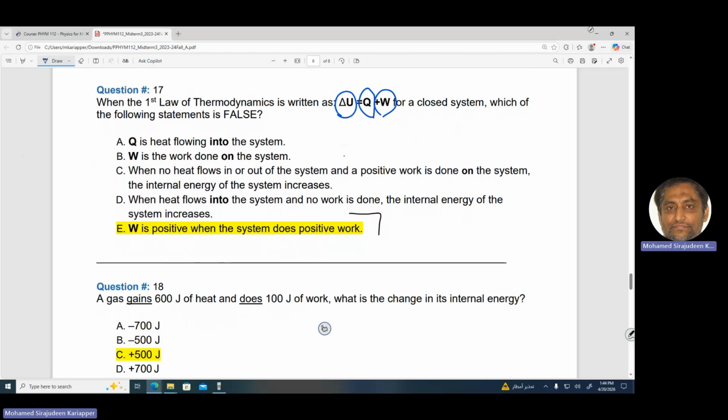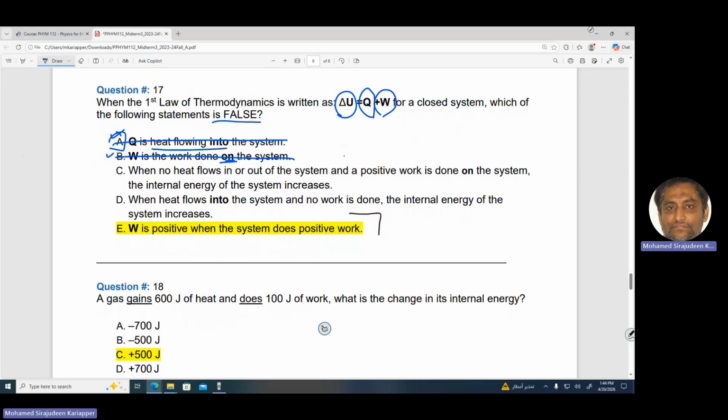So let me read one by one. Which is false? He's asking which is false. A, Q is the heat flowing into the system. Is it correct? Yes. But because it is correct, it is out, because you have to pick the one which is incorrect. B, W is the work done on the system. That is also correct. So it is out.